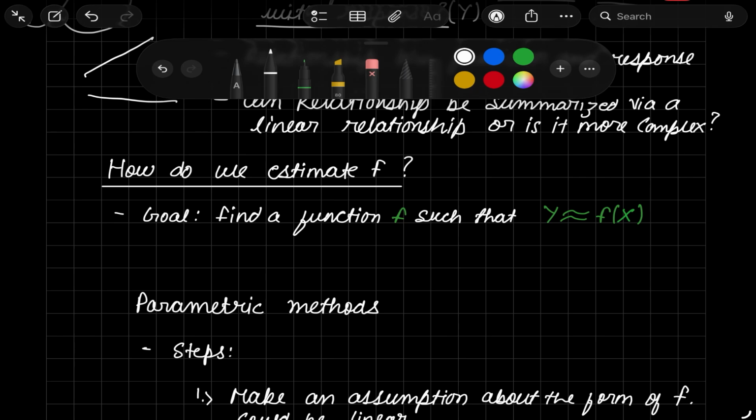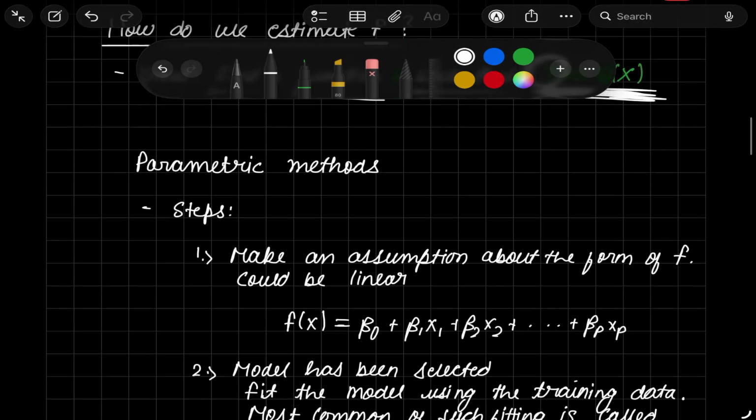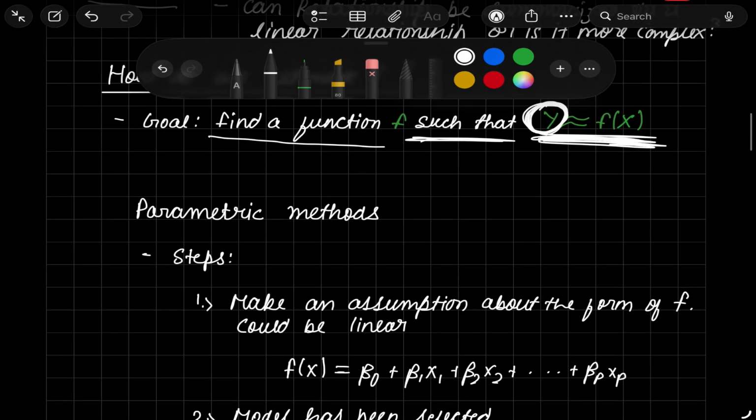How do we even estimate f? Estimating f should result in y. Our goal is to find a function f such that it approximates y. Now there are two methods that are useful.